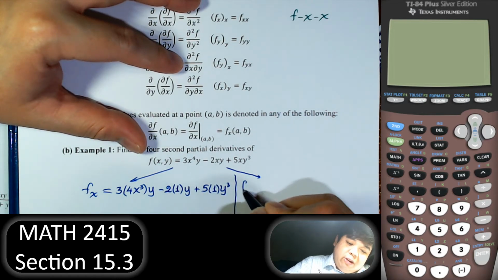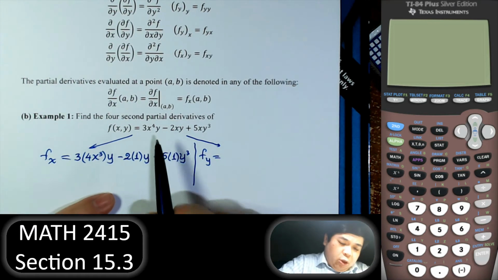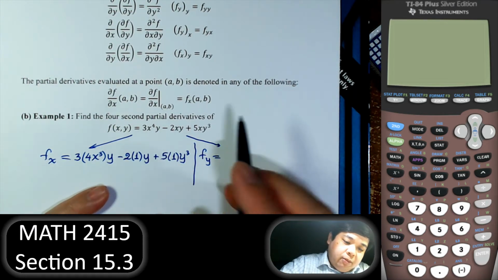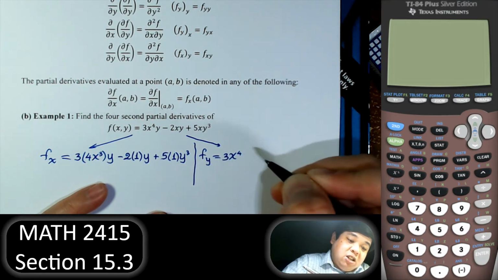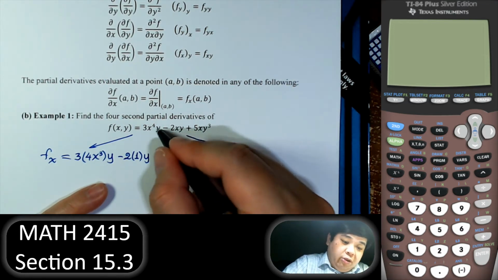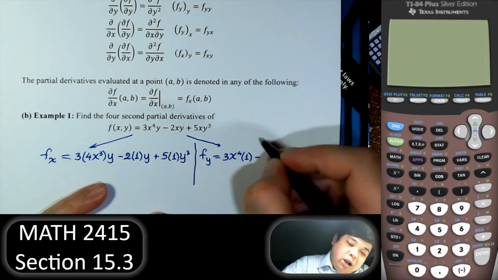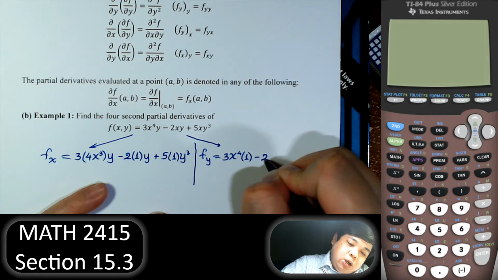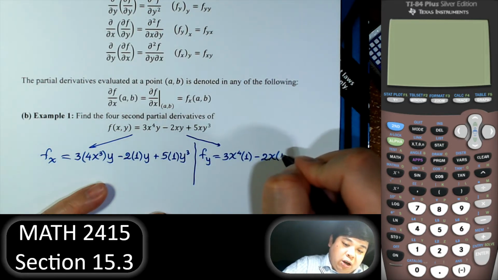Now let's take the derivative with respect to y from here. Right, derivative with respect to y, we just write out 3x to the 4th because that's just a constant, don't do anything. Derivative of y is 1. For 2xy, the 2x is still a constant, and then the derivative of y is 1.